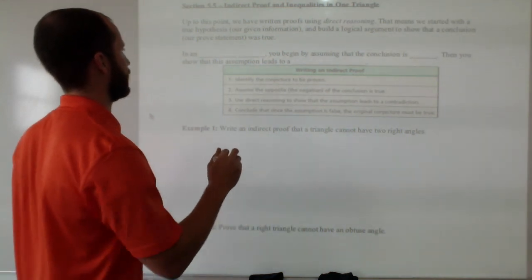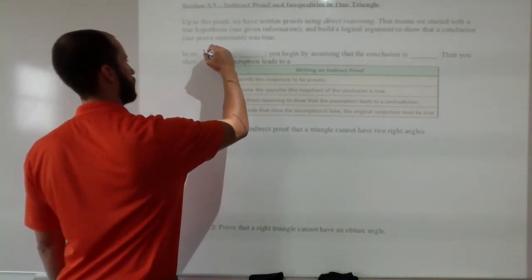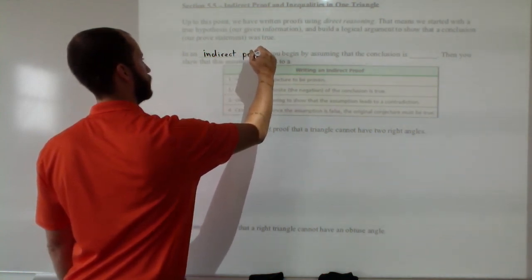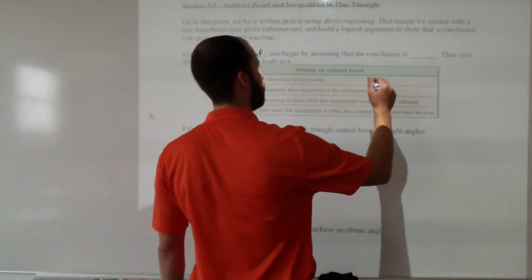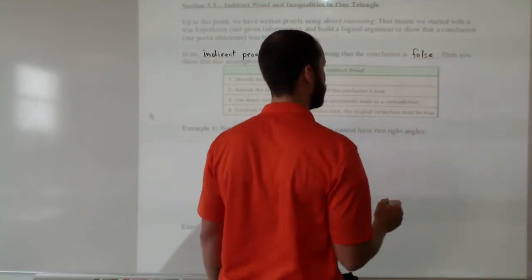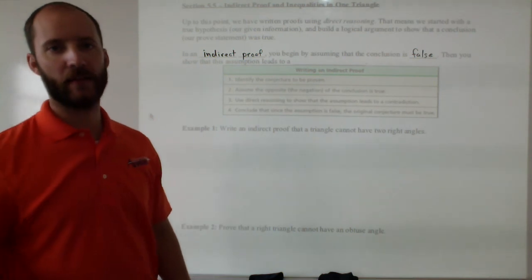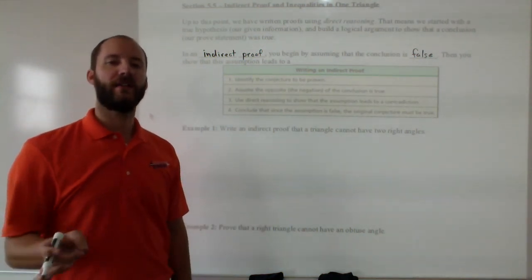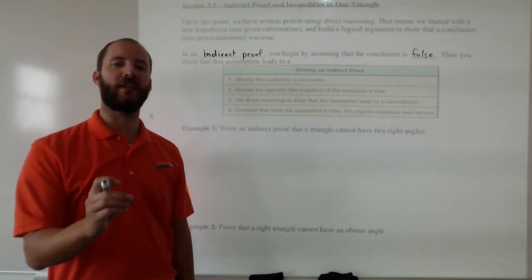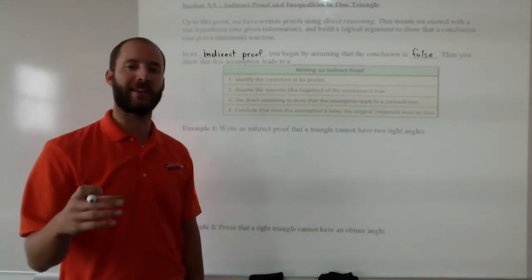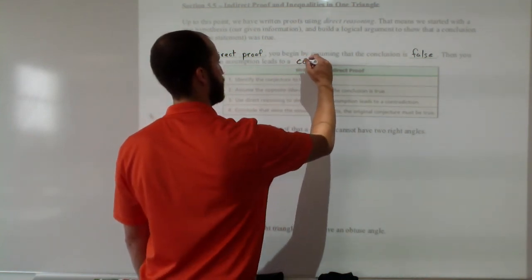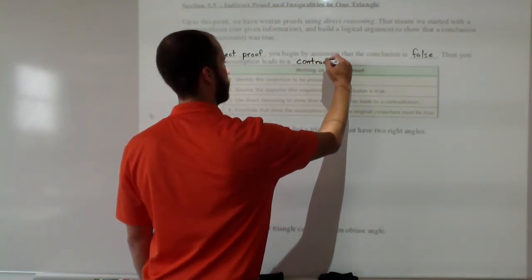In an indirect proof, you take a little bit of a different path. You start by assuming that the conclusion that you're given is false. Okay? So the conclusion is false. You then take that information and you run with it. You start saying what you can and building an argument, and eventually what can happen is that assumption leads to a contradiction.